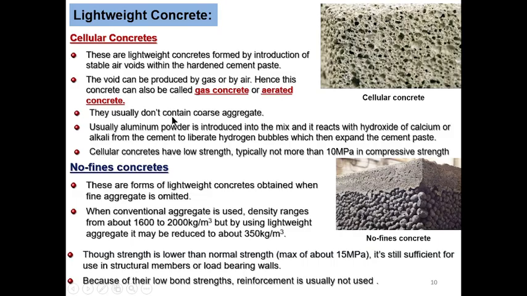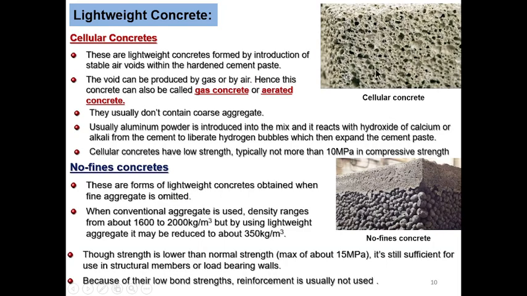They usually don't contain coarse aggregate, so it's just fine aggregate with a hardened cement paste that has lots of voids. Usually aluminum powder is introduced into the mix and it reacts with calcium hydroxide or alkali from the cement to liberate hydrogen bubbles, which then expand the cement paste. Cellular concrete has low strength, typically not more than 10 megapascal in compressive strength.